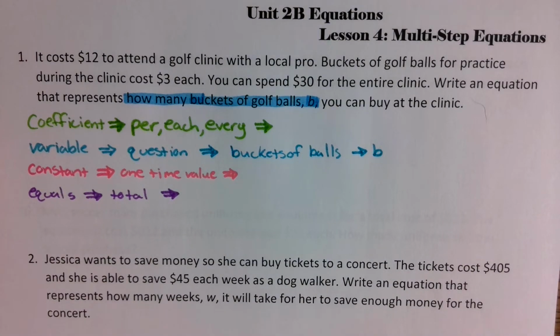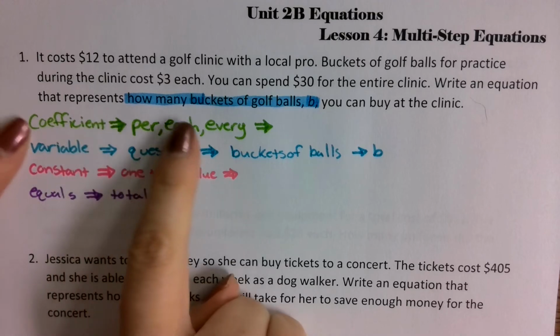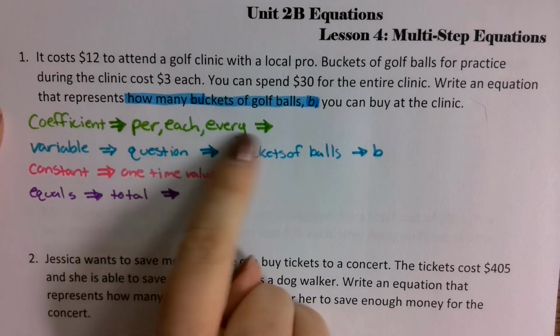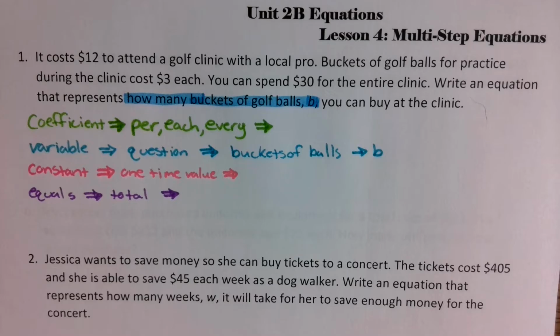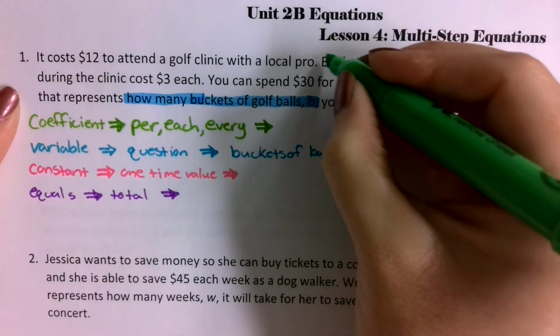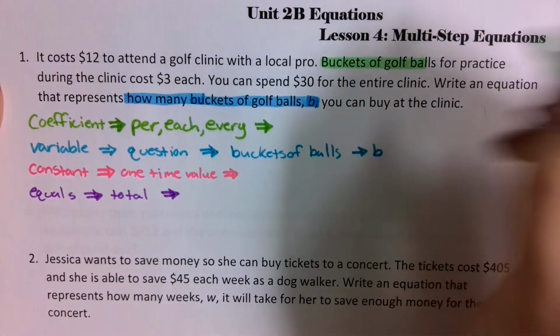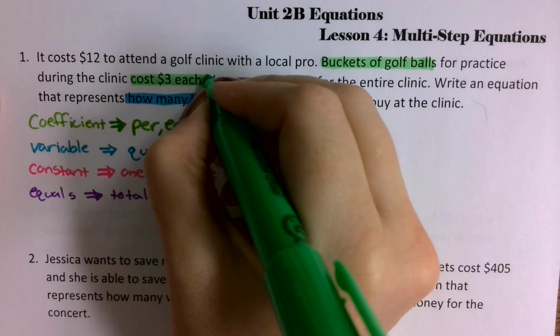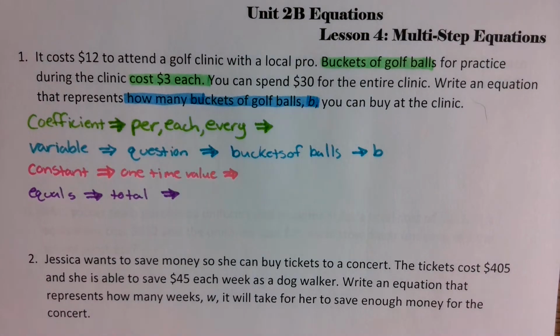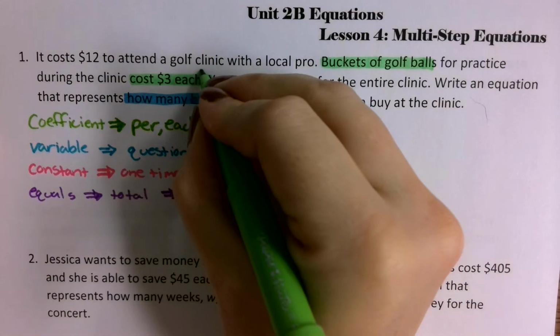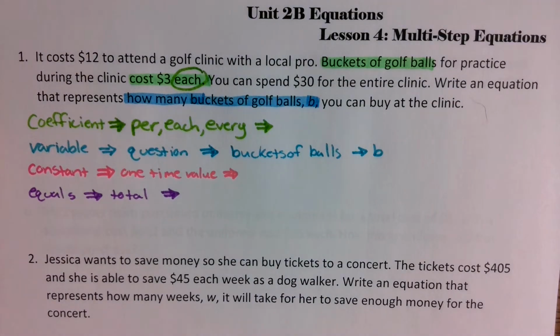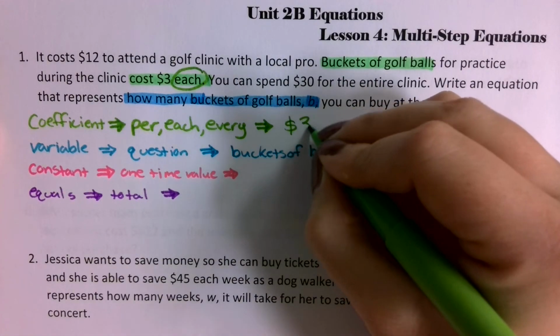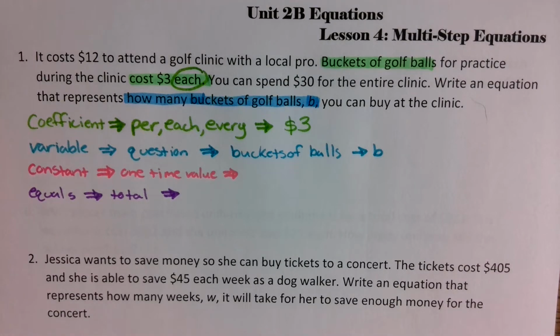Okay? Now the coefficient. For the coefficient, we're looking for keywords like per, each, and every. Do we see per, each, or every anywhere? Jeremy? Yes. Where? Okay. The buckets cost $3 each. Yeah, it's $3 each. So the buckets of golf balls are going to cost $3 each. So that 3 is going to be our coefficient because of the word each. We see that word each. So $3 for the cost of the golf balls.